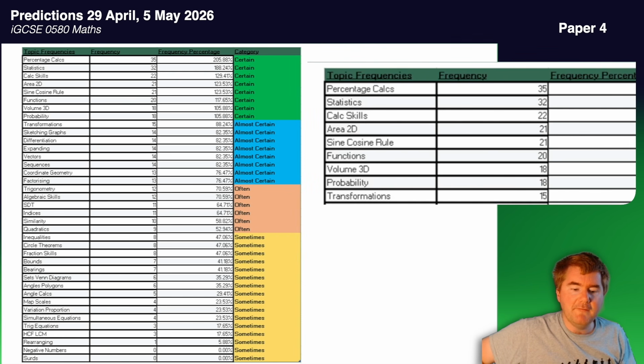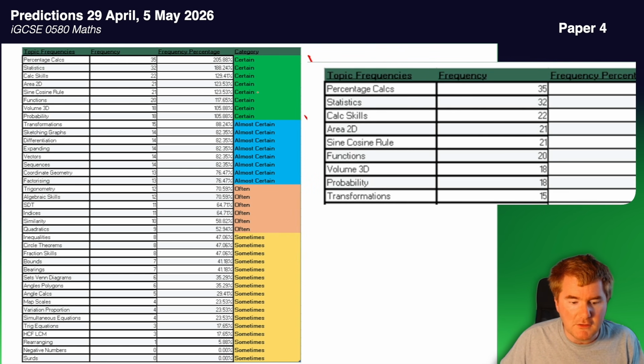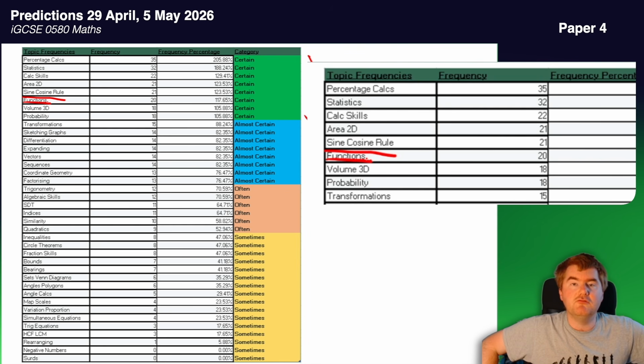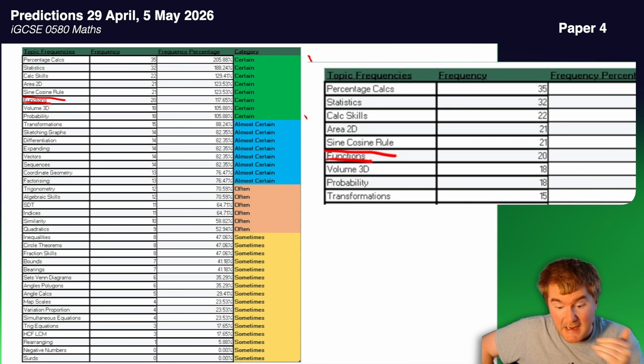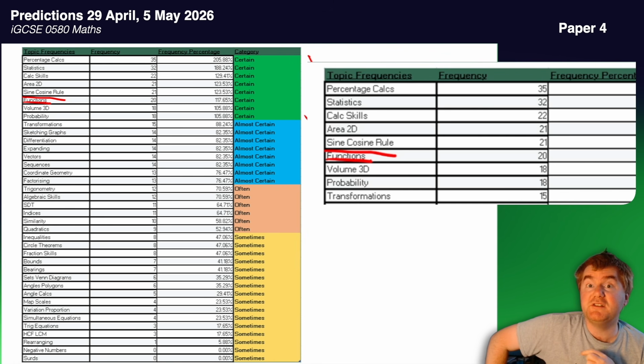So here is my frequency analysis for paper 4. You'll notice there's quite a lot of certain questions in here. Things that I haven't even mentioned, like sine and cosine rule and functions. Those should be things that you're revising as well. You should take a screenshot of this and work your way through from the top all the way down below, and that makes sure you are fully prepared for what's coming up.